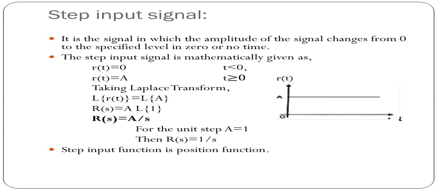For the unit step, A is equal to 1, when the magnitude of this signal is equal to 1, then R of s becomes 1 upon s. This type of step input function is also known as position function, and here the position is equal to A. So this is about the step input signal.